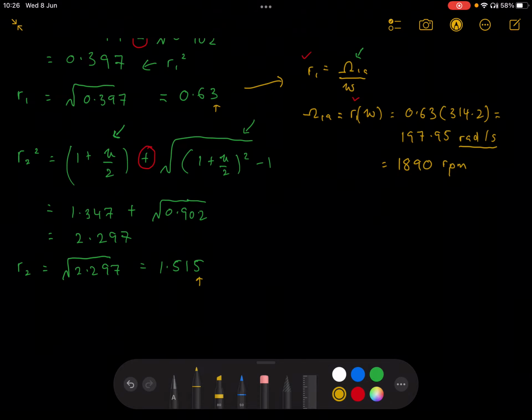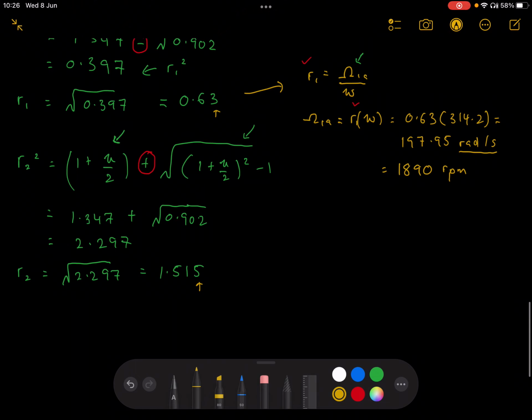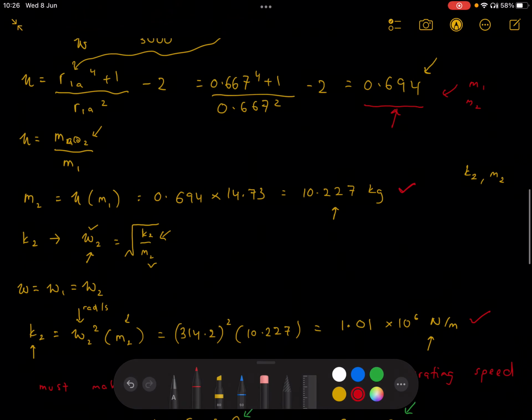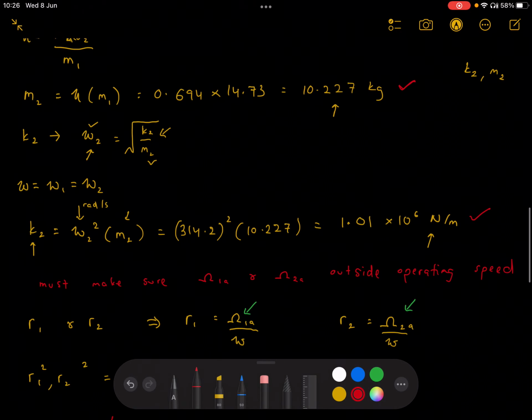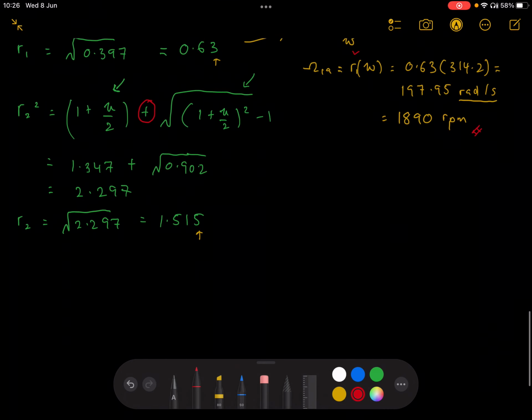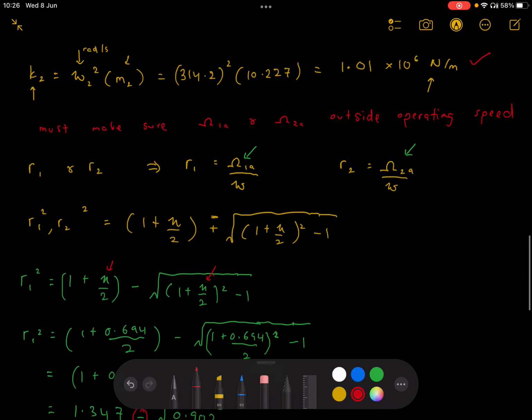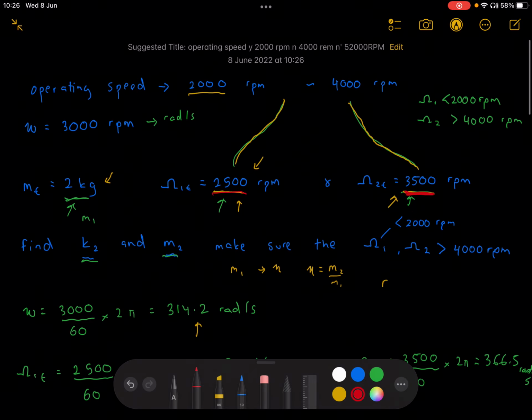If you see now, the new natural frequency when we use mass 2 of 10.227 kilogram, we will get this. The first natural frequency is 1890. If you refer to the operating speed, which starts at 2000, this already falls outside the first range.